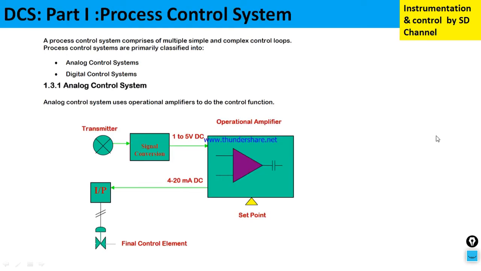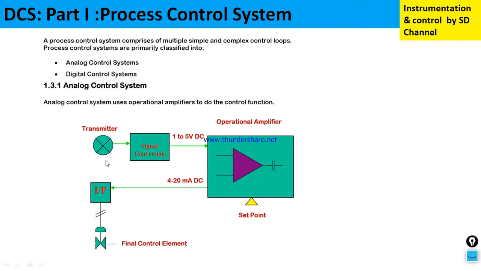Process control system is basically of two types. One is the analog control system and another one is the digital control system. In the digital control system, feedback is the example. I'll explain the feedback system also. So now I am concentrating on the analog control system. In the analog control system, how does it work in case of DCS?